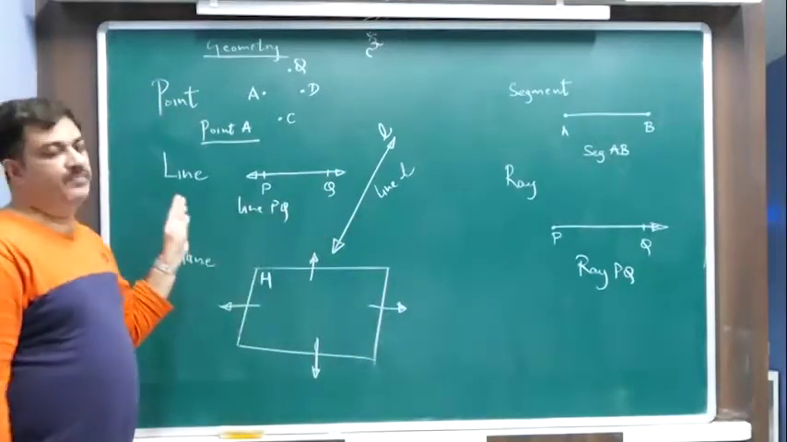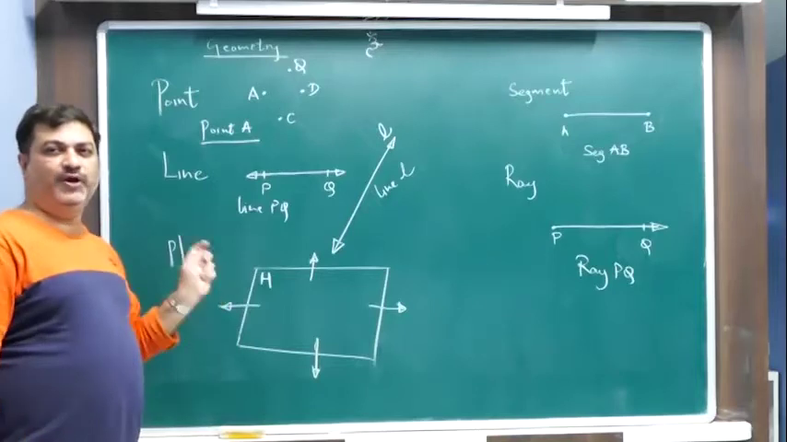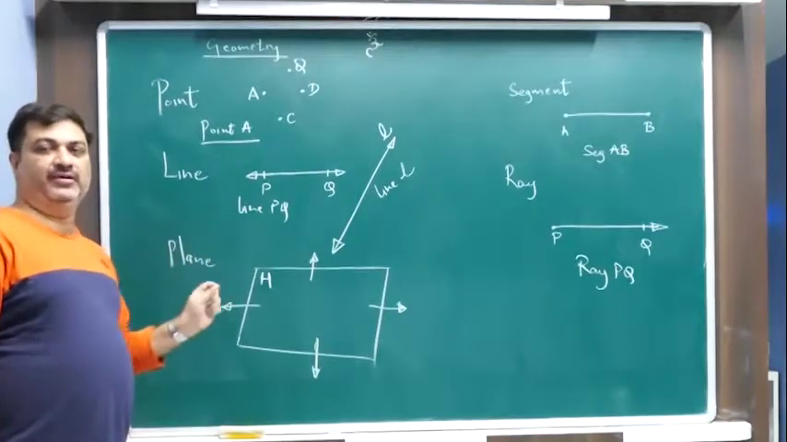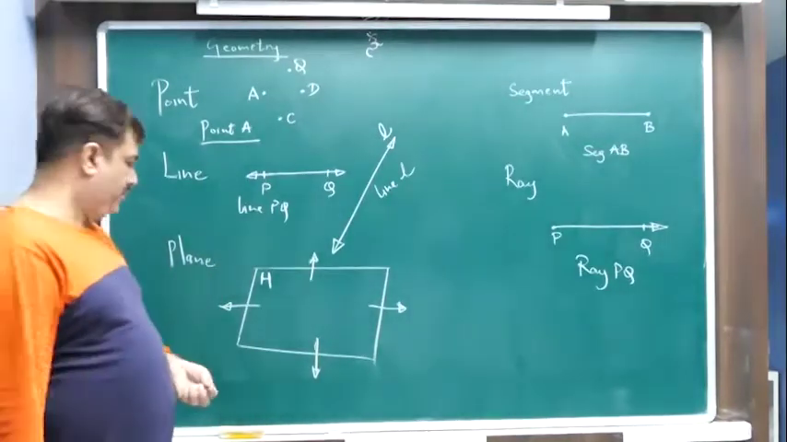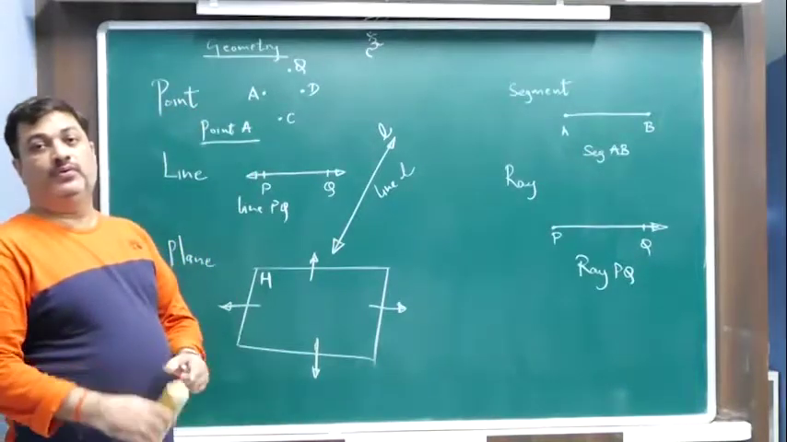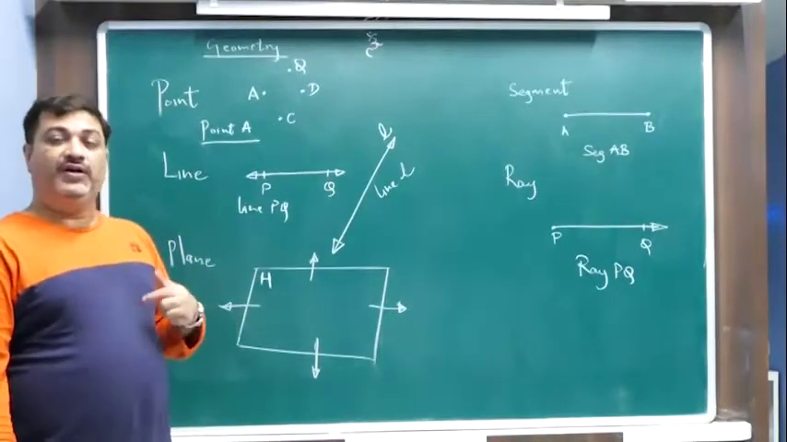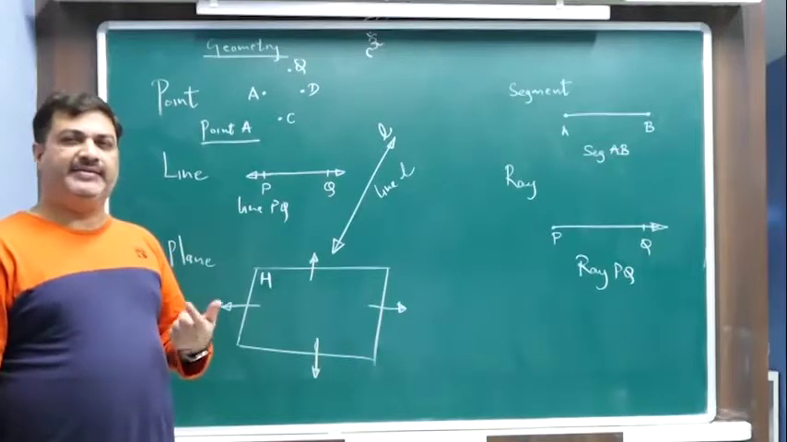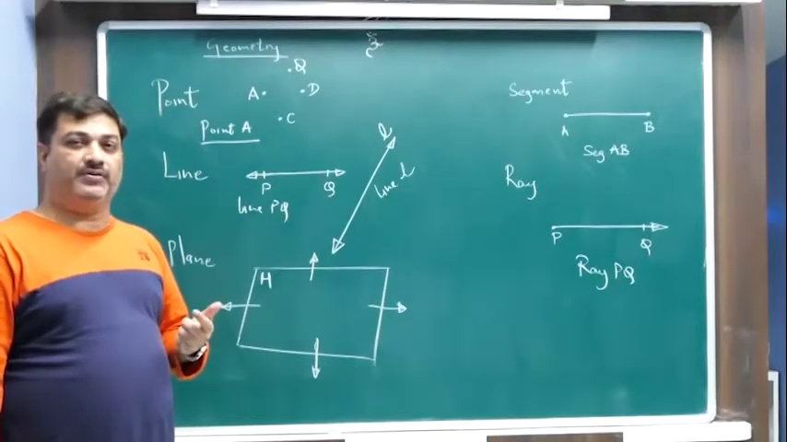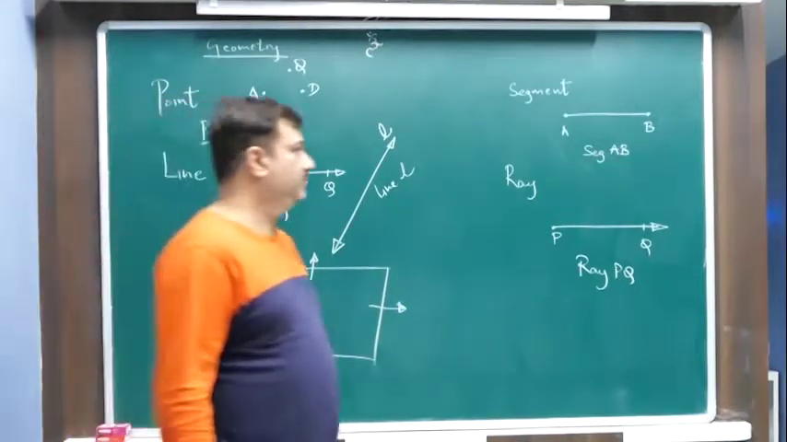So these were the basics: point, line and a plane. That's what we've understood. Clear? Now, having understood this, we will understand what we mean by distance and what we mean by coordinates of a point. So we go to the next step.